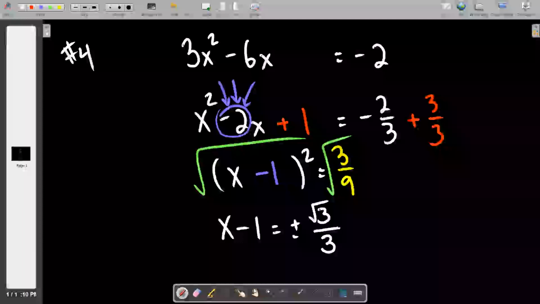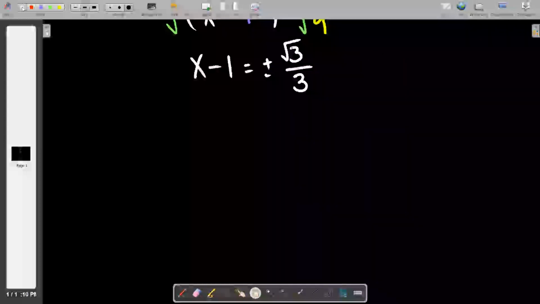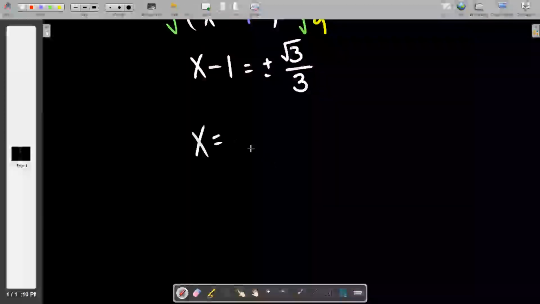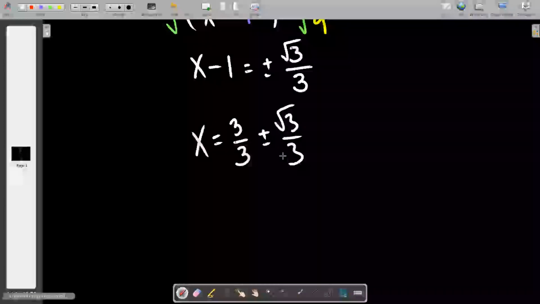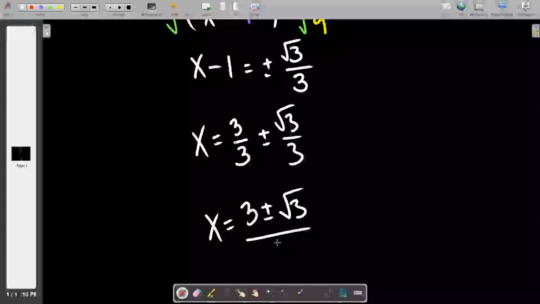Now what? We add the 1, so I'm going to write x equals 1 plus or minus root 3 over 3. Then what? Combine it, 3 plus or minus root 3 over 3. And then what? Nothing. We're done because, for Kennedy, there is no Dorito that can help us here.